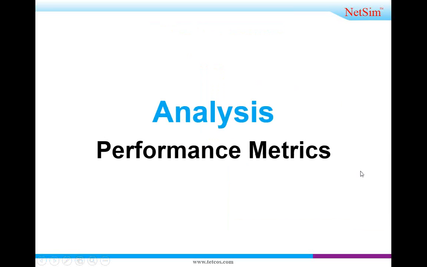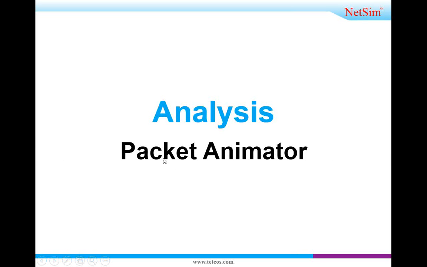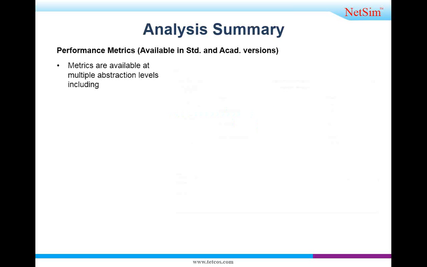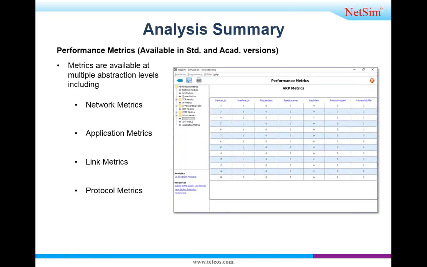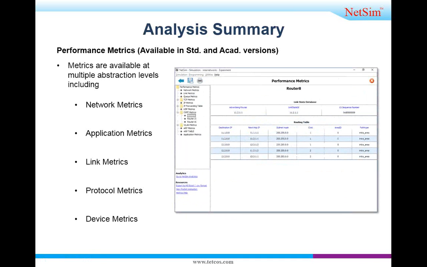Now performance metrics. After the simulation, the performance metrics are created, in which several metrics are given. I'll show you. After that, the packet animator runs your packet animation, where you can see packets moving from one node to another. Now in performance metrics, here you can see there is a set of metrics given: network metrics, application, link, protocol, device.